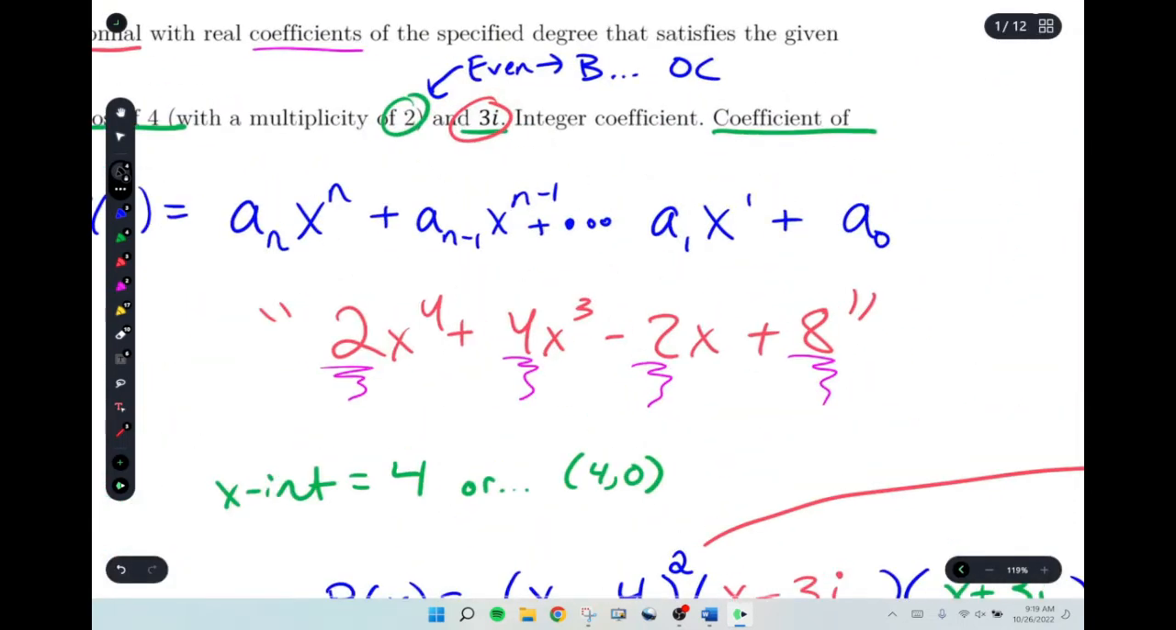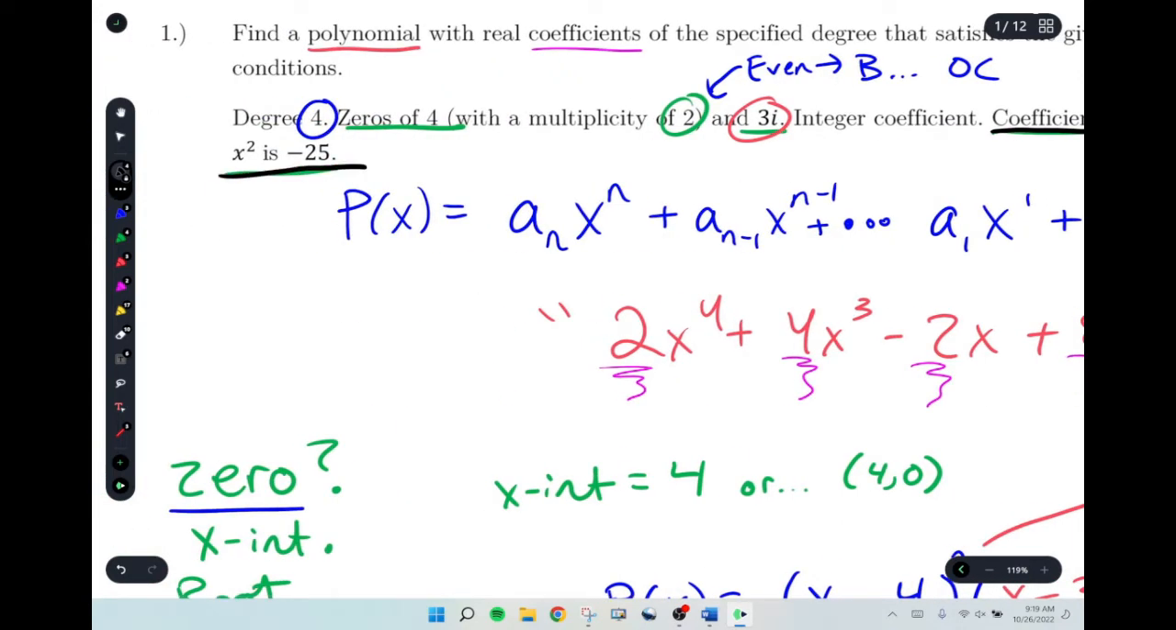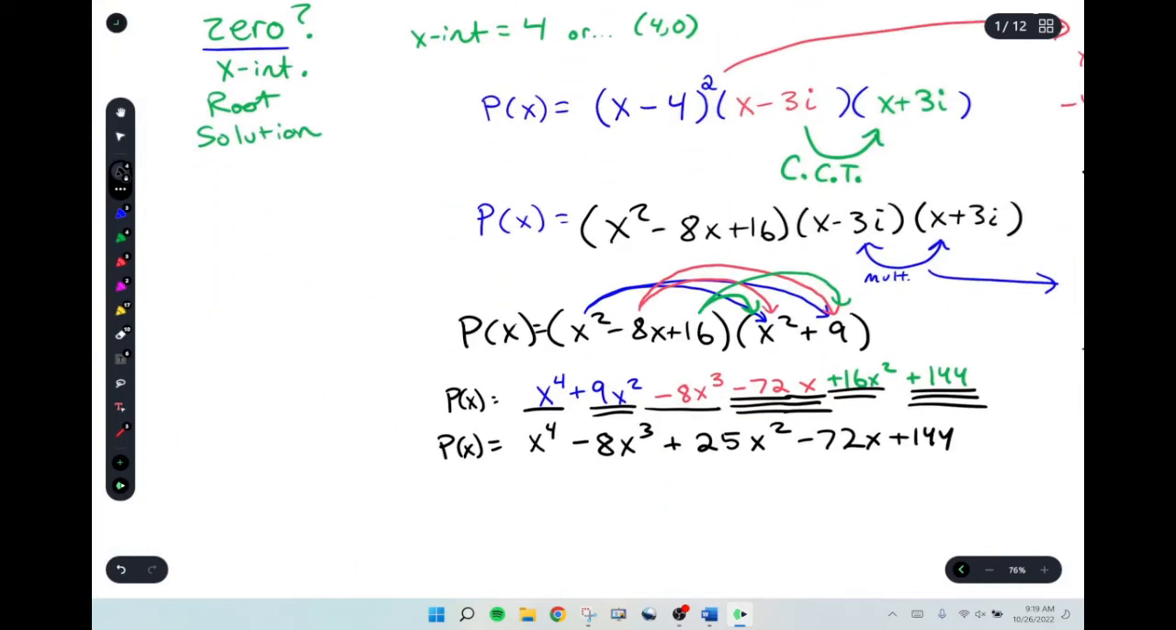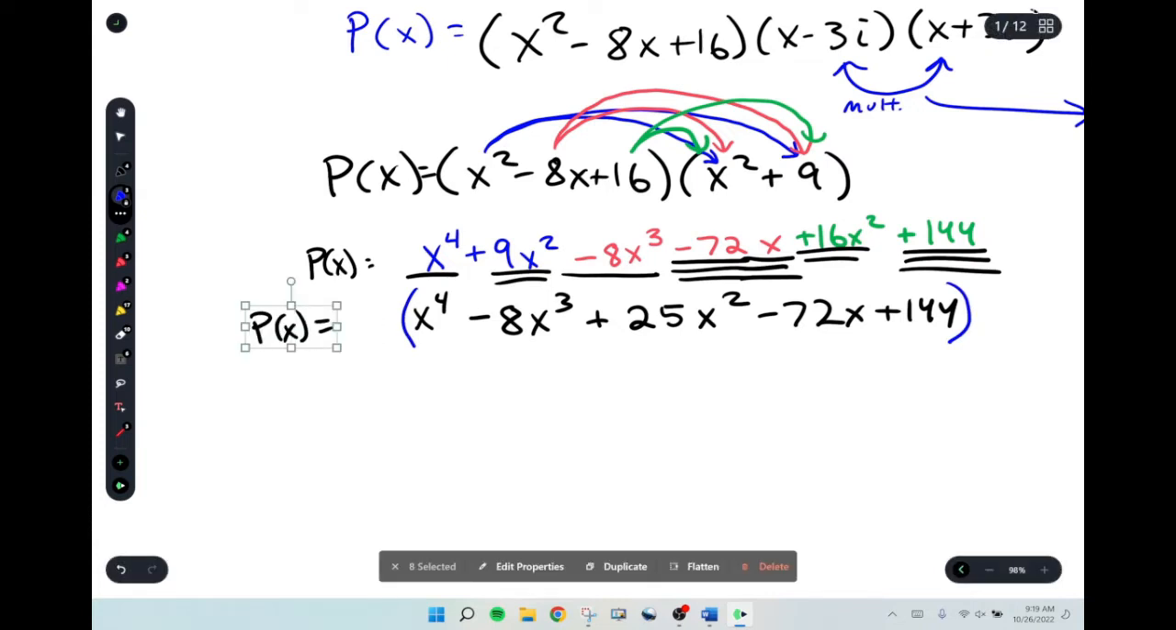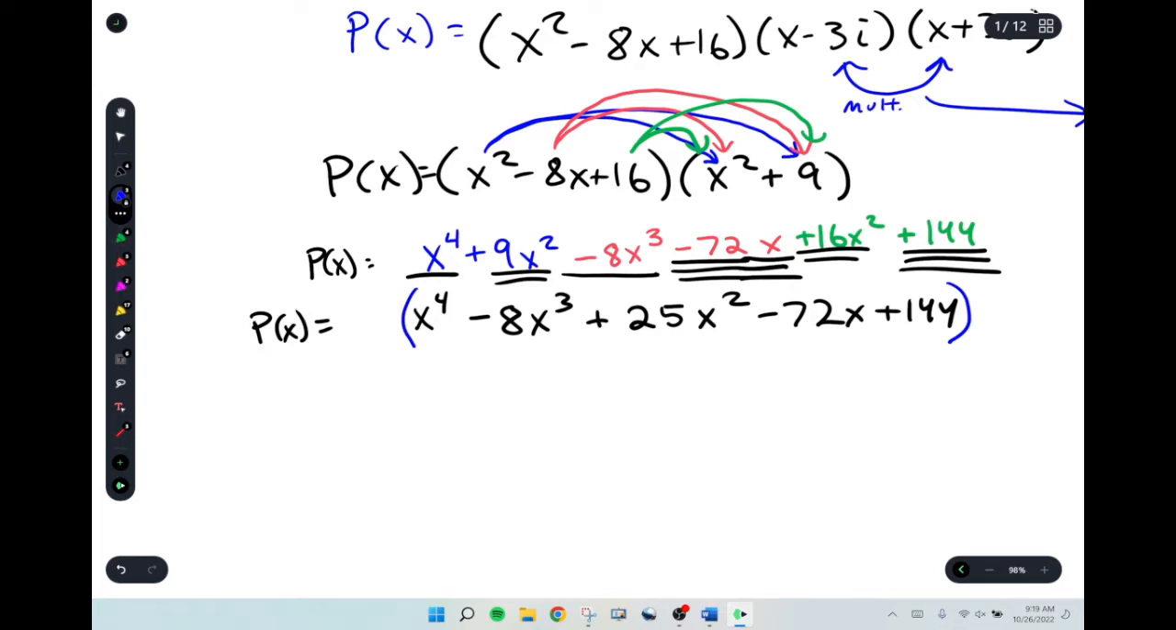And it said the coefficient of x squared is -25. What is the coefficient of x squared? So what do we need to do to this whole thing? To make this true, we're going to multiply the whole thing by what would make that coefficient -1, right?